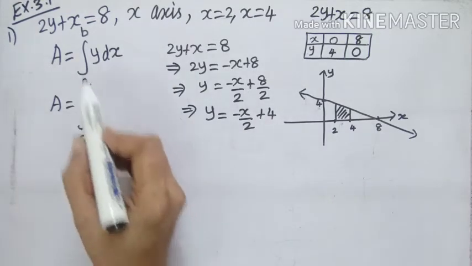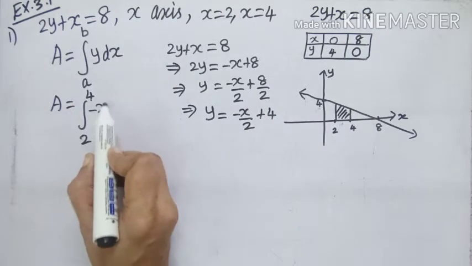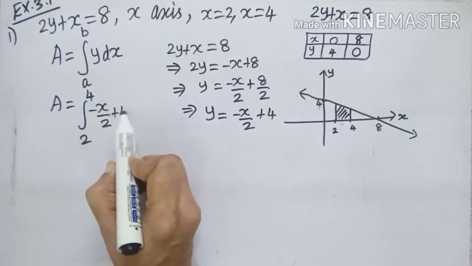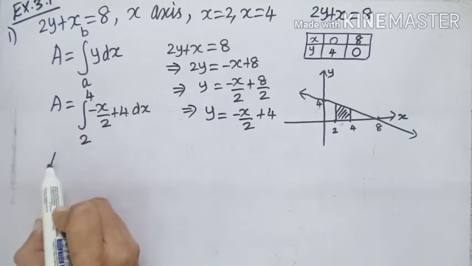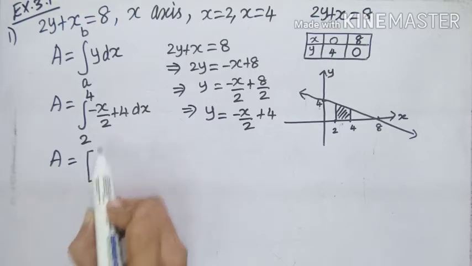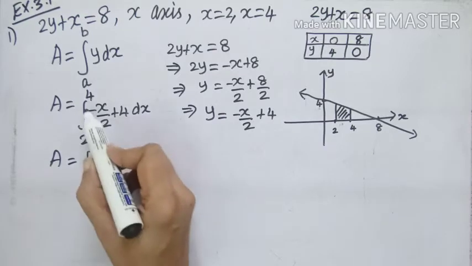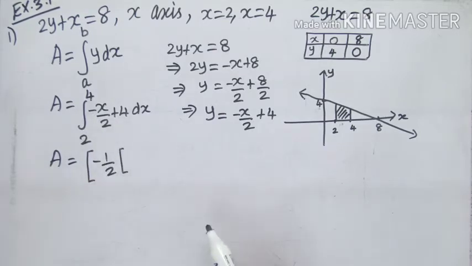Put this in the question. What is y? It is minus x by 2 plus 4 dx. As I integrate, minus 1 by 2 will come as it is. Let us remember the integration formula.